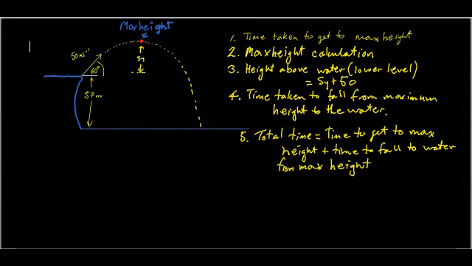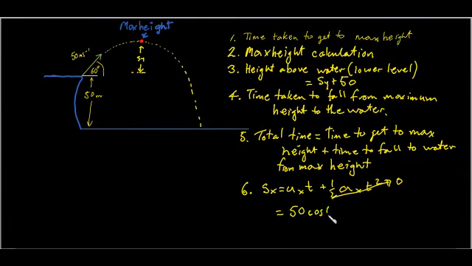The last step in the process is to determine the range, which is equal to Sx, which is equal to ux t plus half ax t squared. Now as ax is 0, this becomes 0, so it's simply ux, which is going to be 50 cos 60 multiplied by total time. Now this total time is the one that you found in step 5.